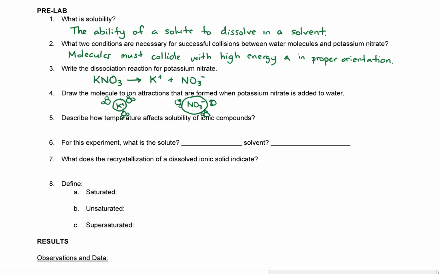Be sure to note the hydrogen side is the one with the 2 circles, or the Mickey Mouse ears as I like to call them. And then the oxygen side is the side with the ears pointing away. Okay? So number 5, describe how temperature affects solubility of ionic compounds.